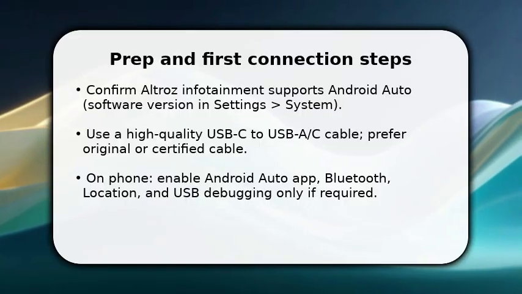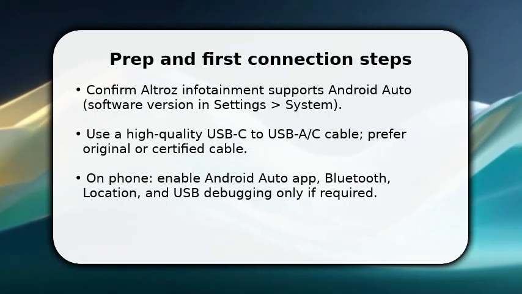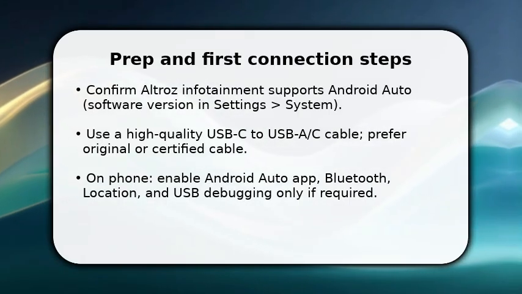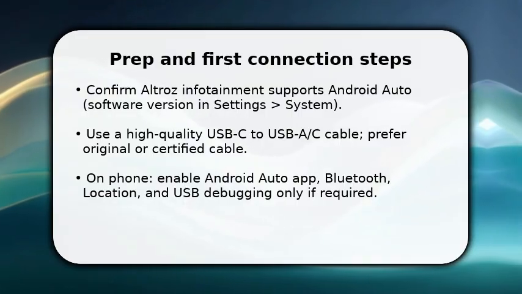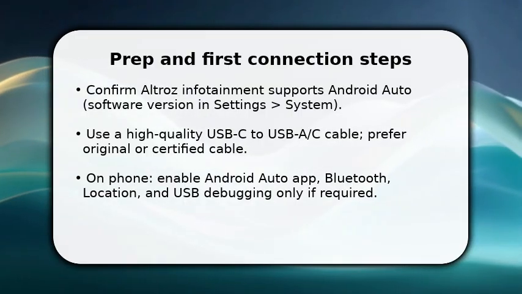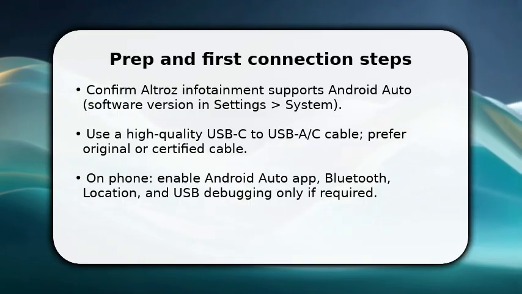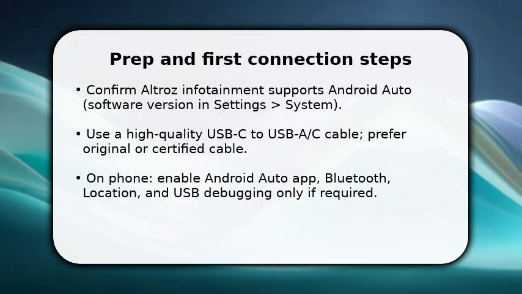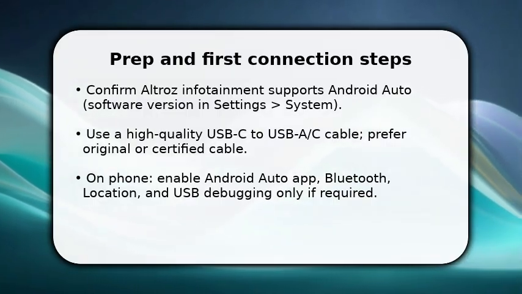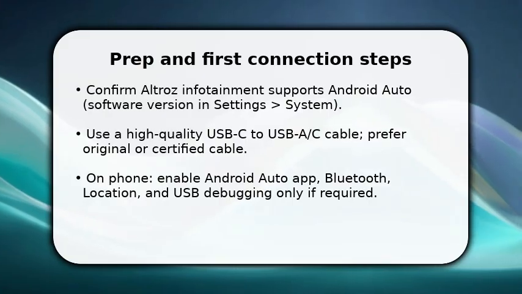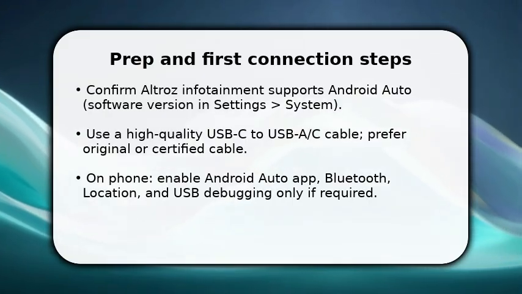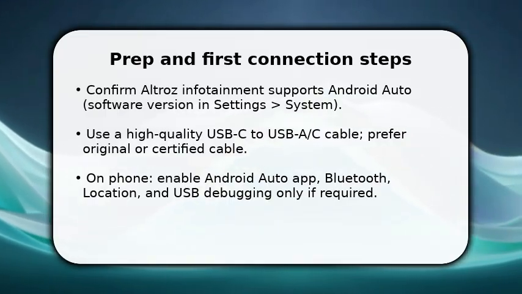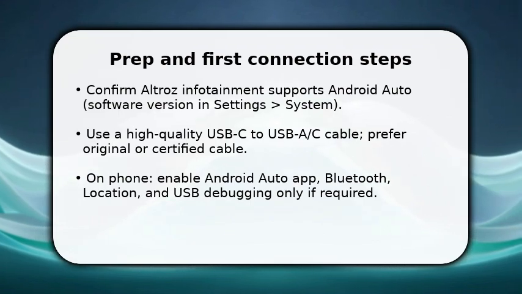You start by confirming compatibility and preparing both devices. Plug a certified USB cable into the Altroz USB port and your Android phone. Once done, unlock your phone and accept any prompts to allow file transfer and Android Auto access. These permissions let the head unit read apps safely. Make sure Bluetooth and location are on so the system can handshake smoothly. If you see a software mismatch message, note the infotainment version for the next update step.